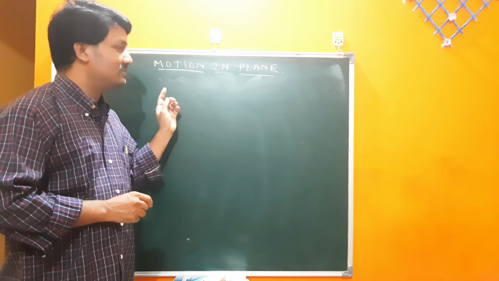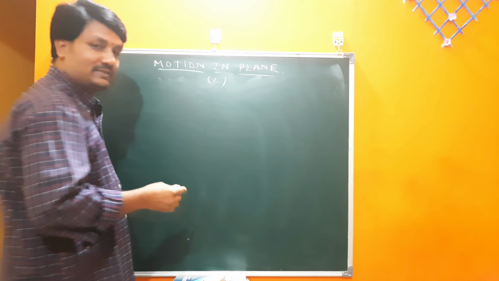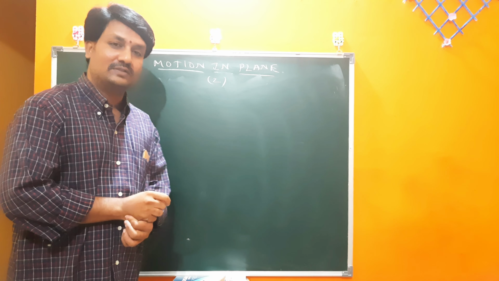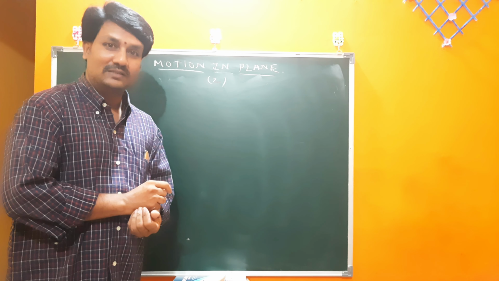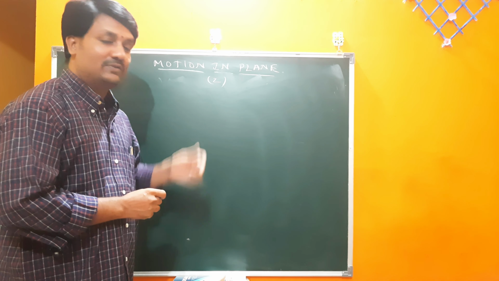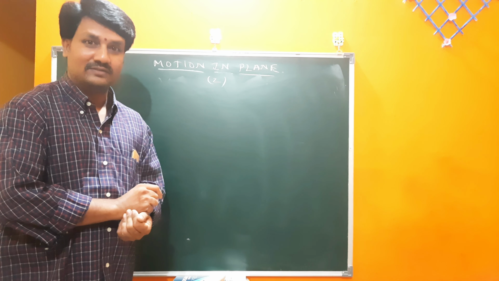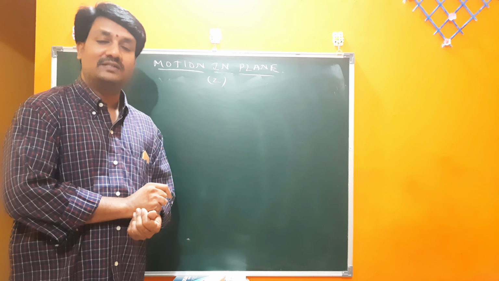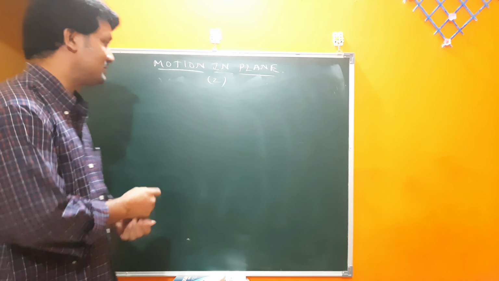Today we have to discuss motion in a plane, second part, second episode. In the last episode we discussed motion in a plane, the projectile motion. Today we have to discuss maximum height, time of flight, time of ascent, time of descent and range and their relations.